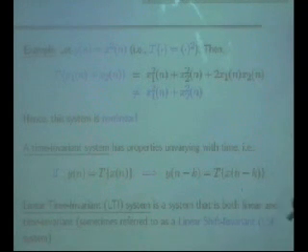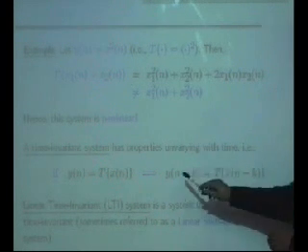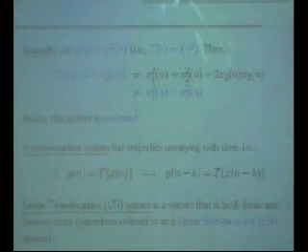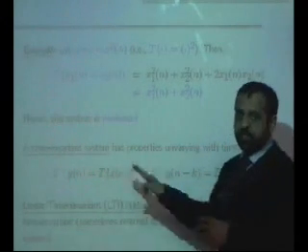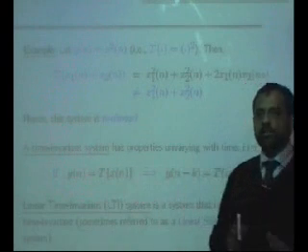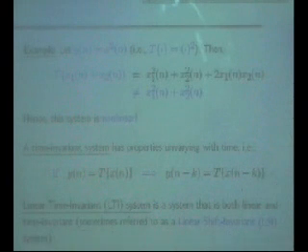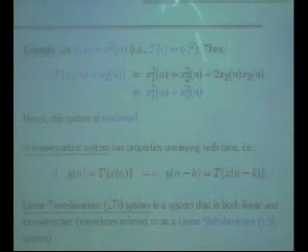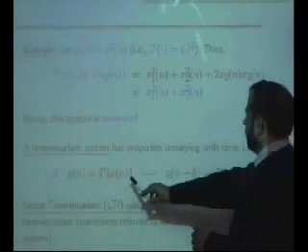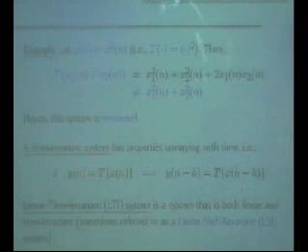Okay, so for sure, for time invariance and linearity, you can always give examples. A time invariant system is a system where if you shift the input, you get the same output shifted by the same amount, right? If you shift the input, you get the same output shifted by the same amount. Okay, this is a time invariant system.